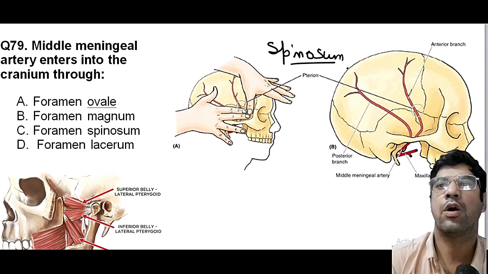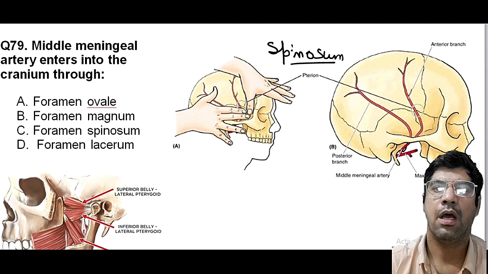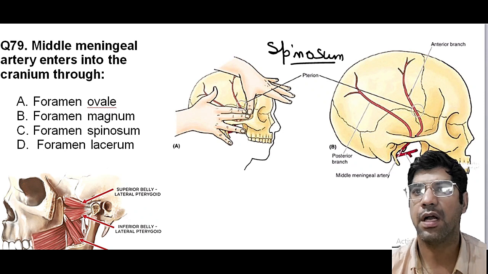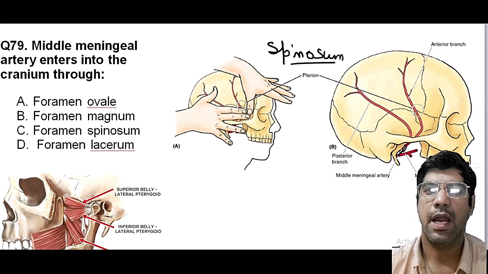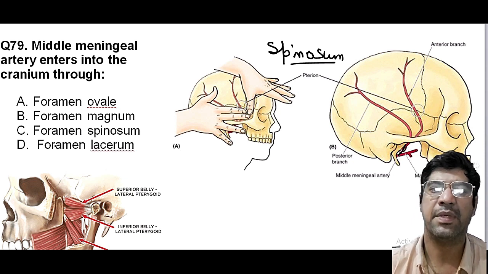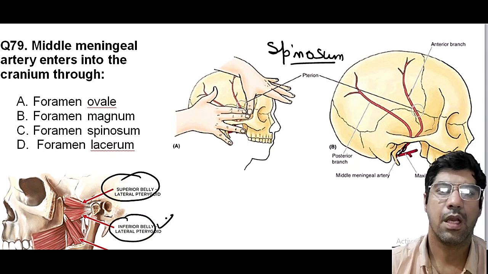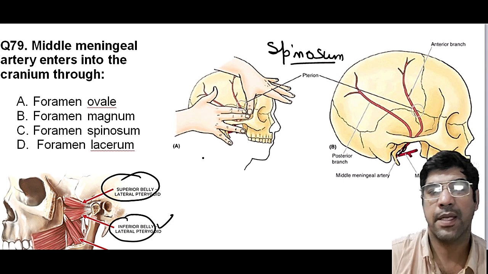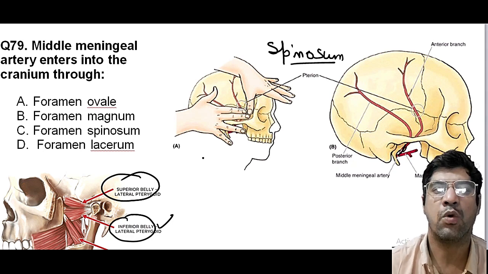So let us talk about the pathway of this middle meningeal artery. Imagine the artery as a traveler on a road map. In the beginning, it goes upward and inward, passing deep under the lateral pterygoid muscle. You can remember the lateral pterygoid as a bridge, and over there is a ligament, the sphenomandibular ligament.